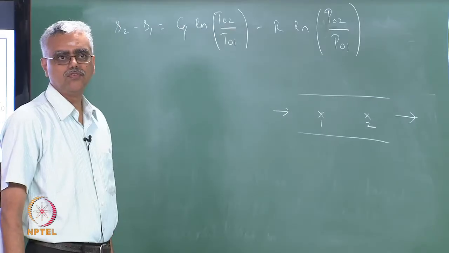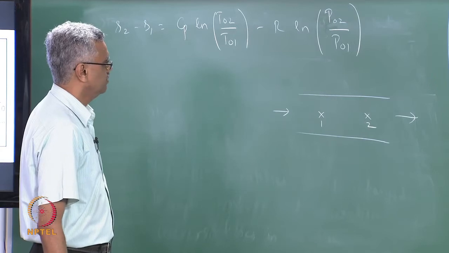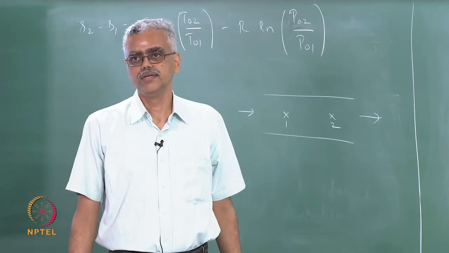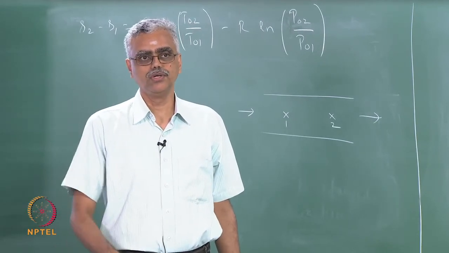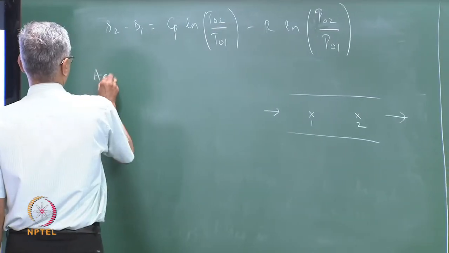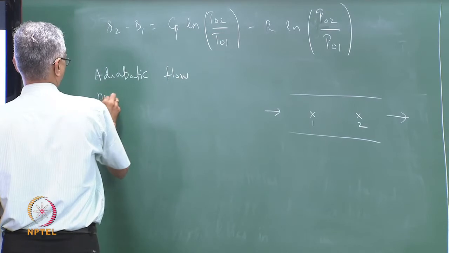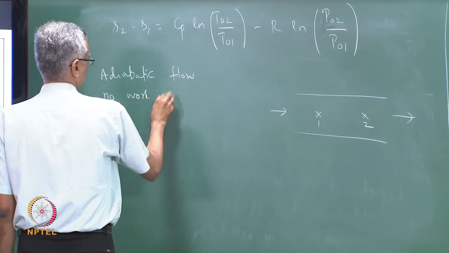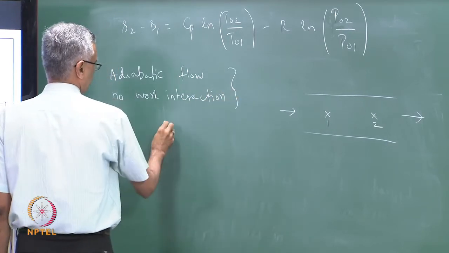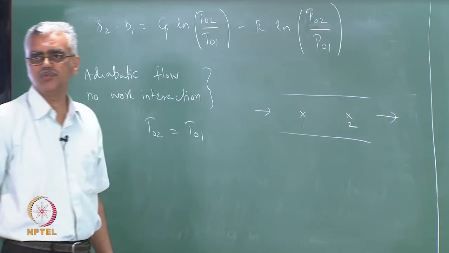Let us assume that the flow is adiabatic, that we do not have any heat or work interaction. If there is no heat or work interaction, then what happens to the stagnation temperature? Is there any change in the stagnation temperature? Remember, any heat interaction will go into the energy equation. So we are looking at an adiabatic flow, no work interaction. So these two conditions together will lead to the fact that T02 is equal to T01. There is no change in stagnation temperature in such a case.